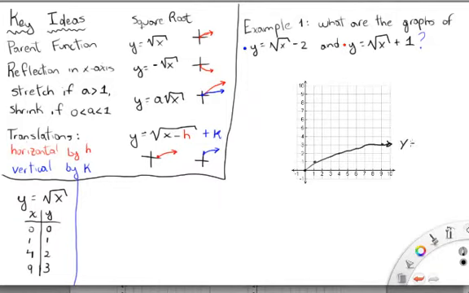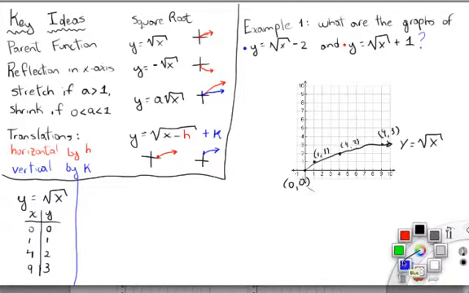So this is the parent function, y equals square root of x. I already know the points. This is 0, 0. This is 1, 1. This is 4, 2. And this is 9, 3. If I have a minus 2, let's take a look and see what it does. It's a horizontal shift. Sorry, I apologize. This minus 2 is a vertical shift because it's outside, just like this guy right here. So that means that I'm going to take every point and move it down 2 slots.